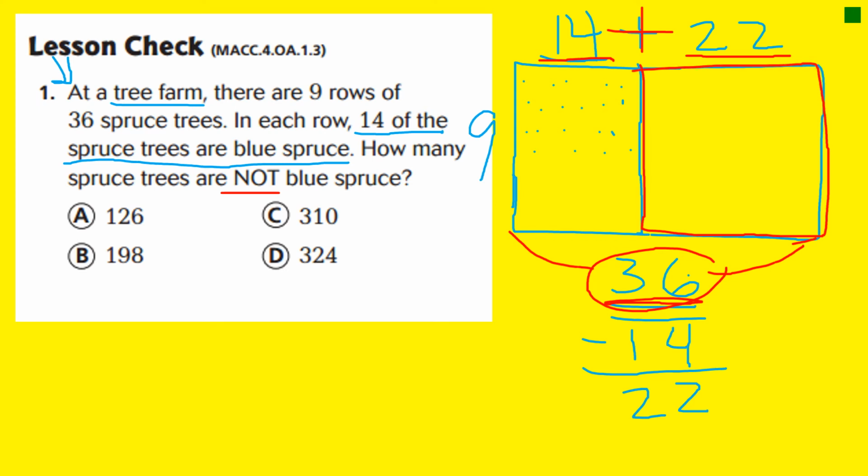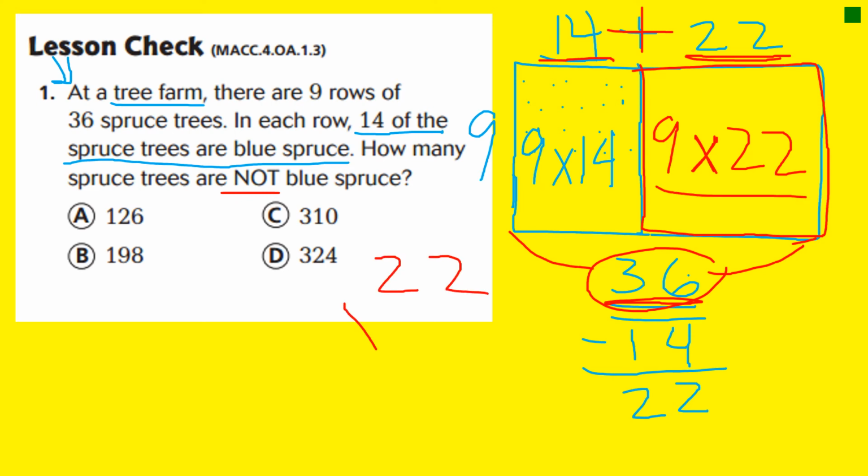All right, so we have in this section 9 rows. How many are in each row? 9 rows of 22. Okay, now if we wanted to, if we were being bonus, we could figure out how many blue spruce too, but that's not what they're asking us. Okay, so let's go back over here. 9 rows of 22. 22 times 9.